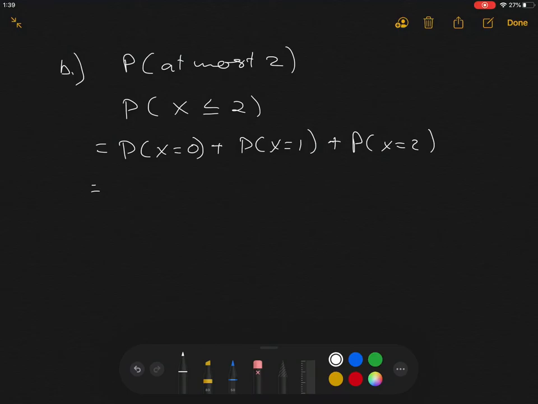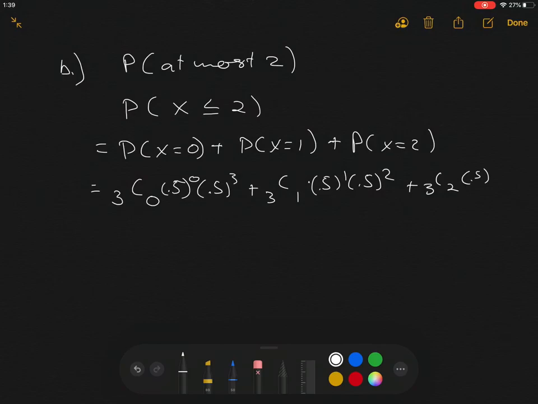So we have x equals 0. Among three coin tosses, 0 of them are heads. 0.5 to the 0 power, 0.5 to the third power, 3 failures, 3 tails, and 0 heads, plus 3 choose 1 heads out of 3 coin tosses, times 0.5 to the first, times 0.5 to the second, plus what we just did above, x equals 2, we have 3 choose 2 times 0.5 to the second times 0.5 to the first power. Okay, and I calculate each one of those, and this would be my total probability.